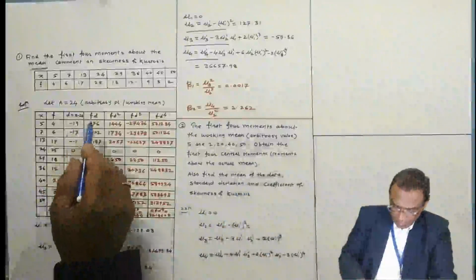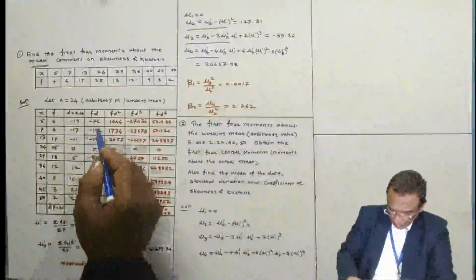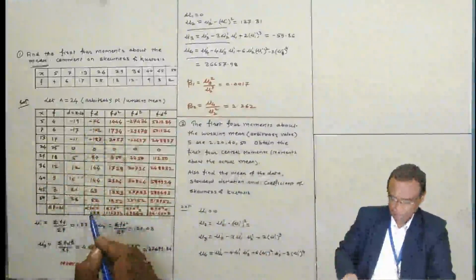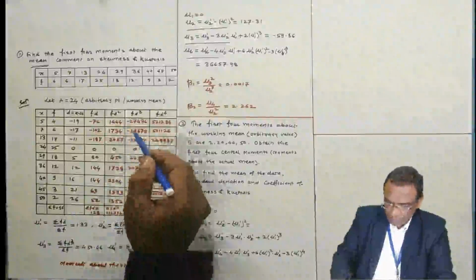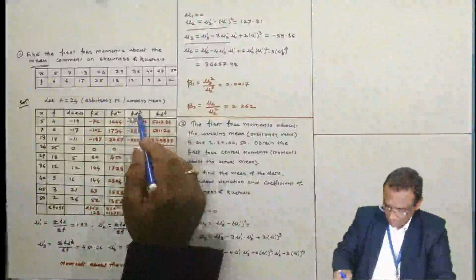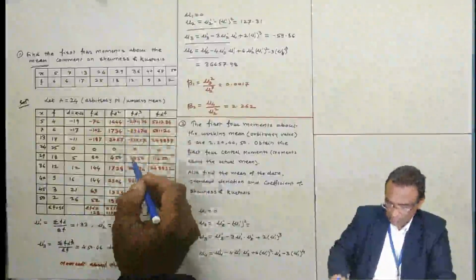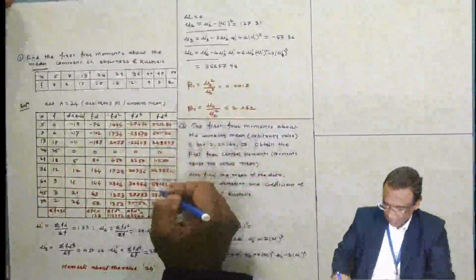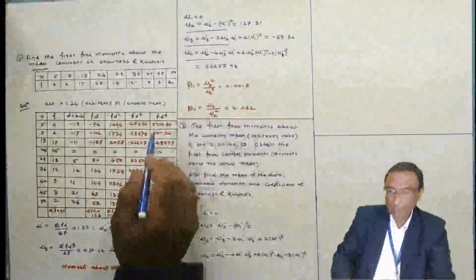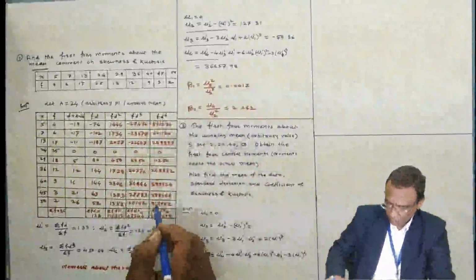The summation of fd I have written here, the summation of all these entries. The sum of fd cube I have written here, the sum of all those entries. And the summation of fd raised to 4 means the sum of all those entries.